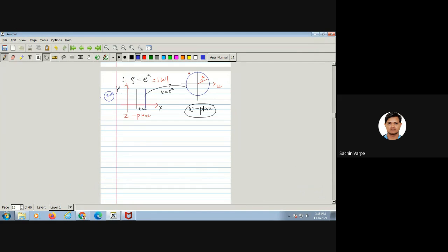So the vertical lines, all the vertical lines, map to circles with different radius. Okay, x equal to a, x equal to b, so we will keep getting such circles with different radius, and so on. All the concentric circles. So here I can write that all vertical lines map to concentric circles.